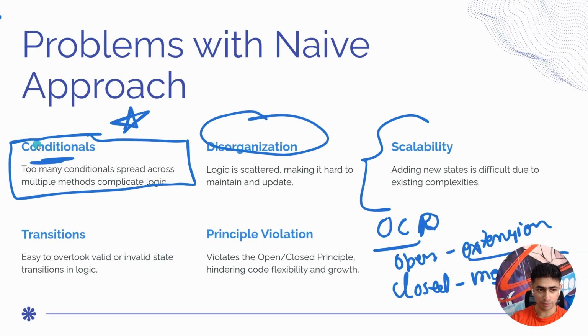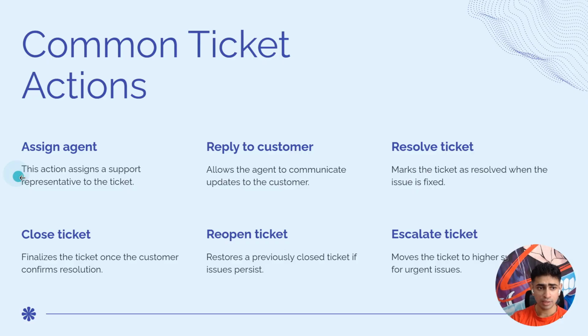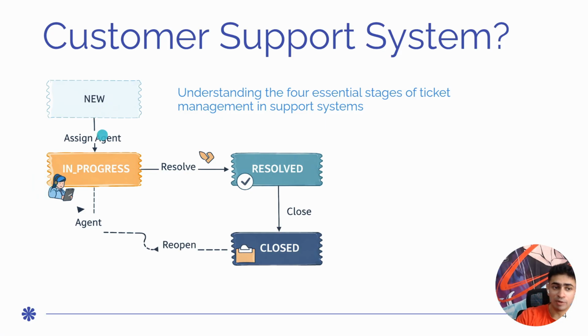let's go back to our diagram. We should be able to assign an agent to a new one. For an in progress one, we should be able to resolve it. And for a resolved one, we should be able to close it. We should not be able to directly close the new tickets, right? So this was the catch.